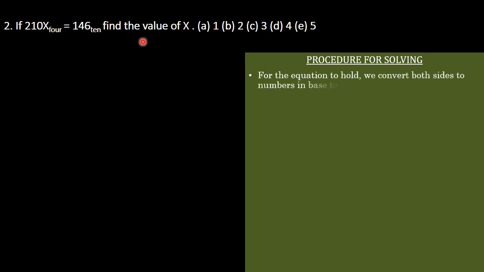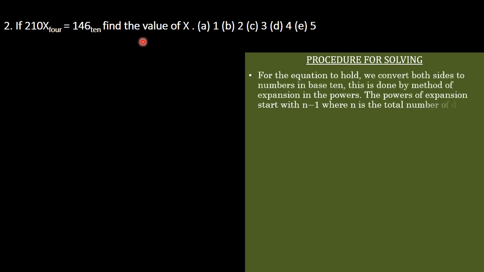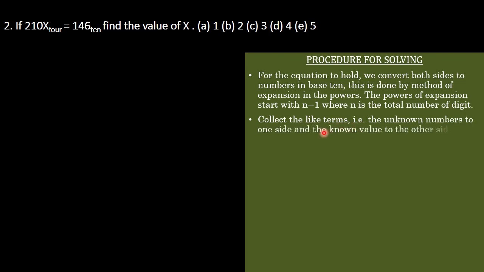Question 2. If 210x base 4 is equal to 146 base 10, find the value of x. Let's check the procedure for solving this. For the equation to hold, we convert both sides to numbers in base 10. This is done by the method of expansion in the powers. The powers of expansion start with n minus 1, where n is the total number of digits. Then collect the like terms, that is, the unknown numbers to one side and the known values to the other side. Then divide through by the coefficient of the unknown value.